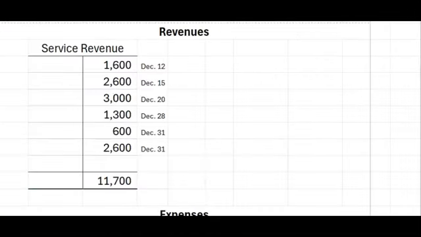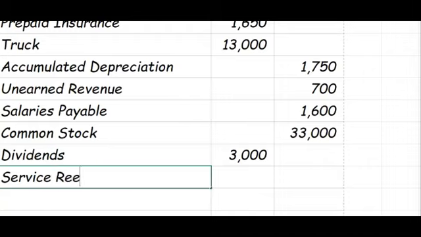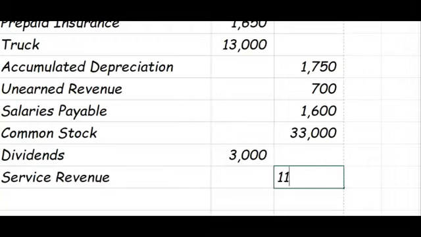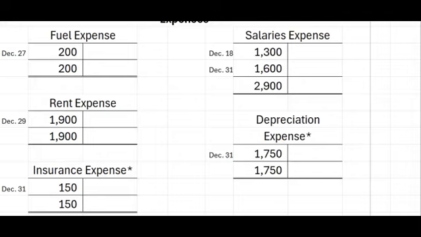Then we move on to our income statement accounts, revenues and expenses. Service revenue has a credit balance of $11,700. Expenses are listed in order of magnitude, largest expenses first. Salaries expense has a debit of $2,900. And rent expense has a debit balance of $1,900.